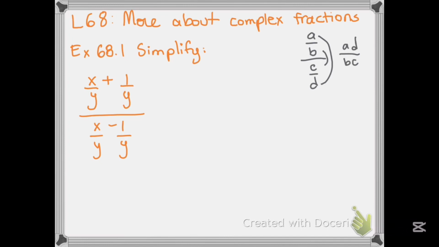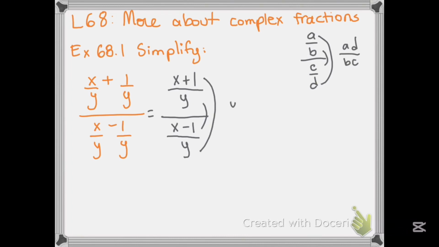But if you look at this example, 68.1, notice that we don't have a fraction over a fraction. We have an addition of fractions over a subtraction of fractions. So we have to simplify both the top and the bottom first before we're able to divide. So in these two, we have y as the common denominator, so we can add the top and keep the denominator. Now that we simplified, then we have a fraction of fractions, and we can actually multiply these two.